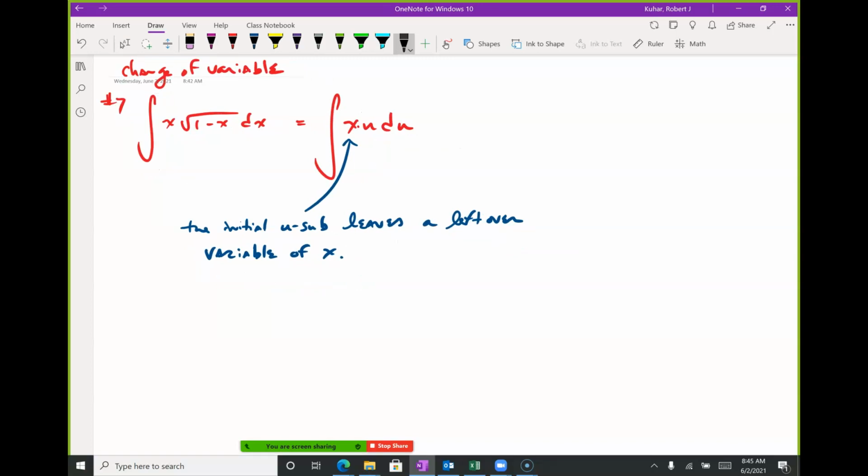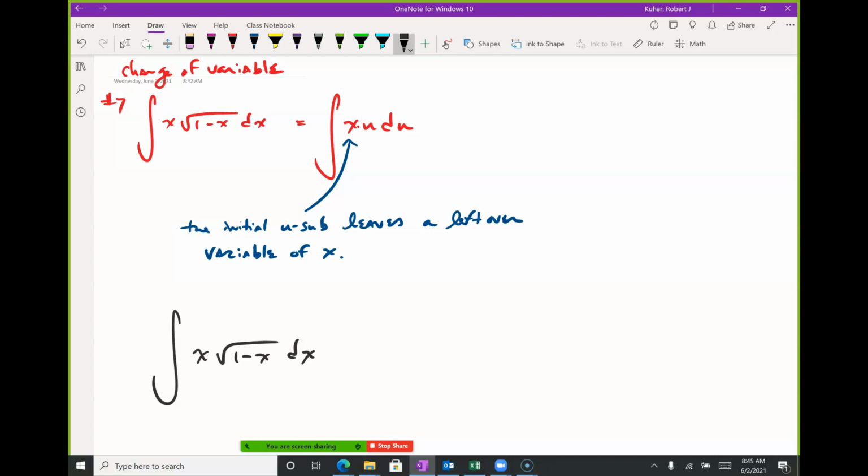But because these things all show up in Calc 2, I don't know why the book leaves them out for the Calc 1 students. But anyway, I put them back in. So here we go, change of variable. So let's actually do the one I have here, x square roots of 1 minus x dx. So I'm going through my list, right? And I have a clear inside, right?